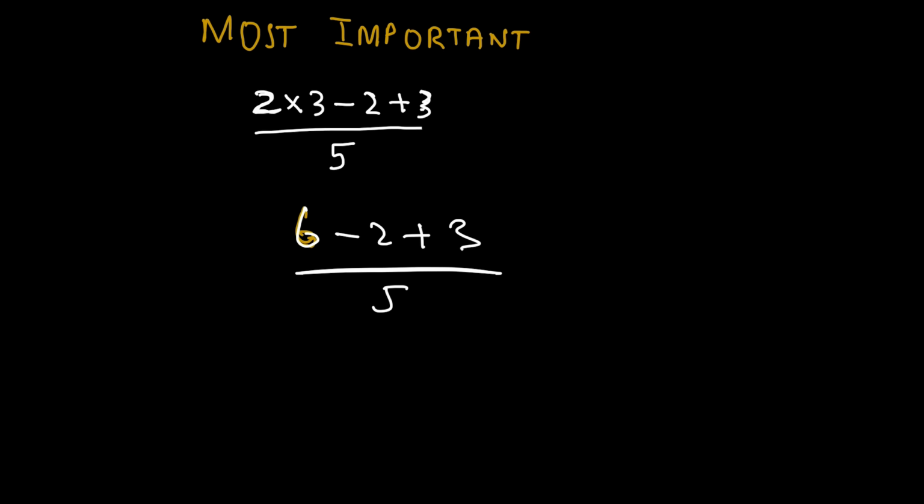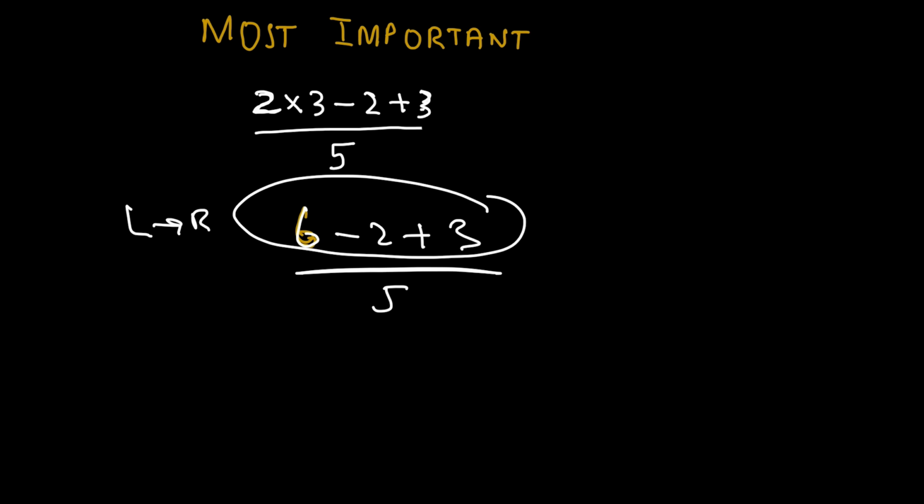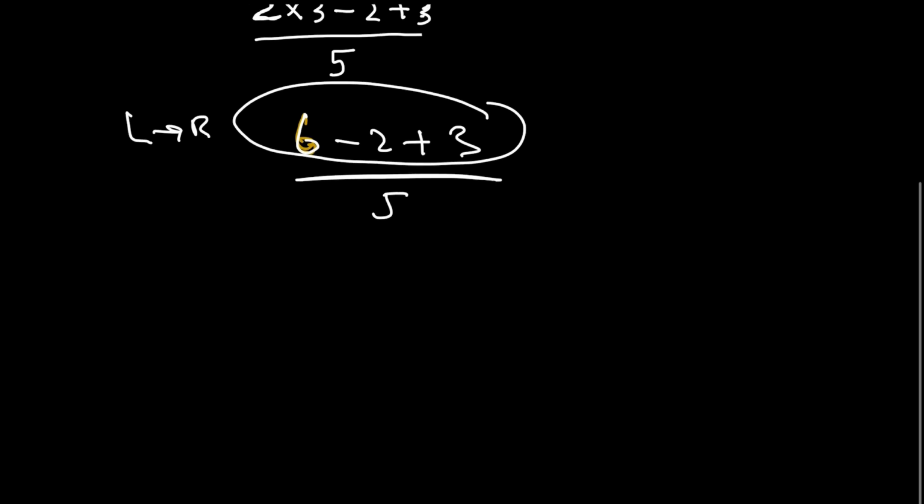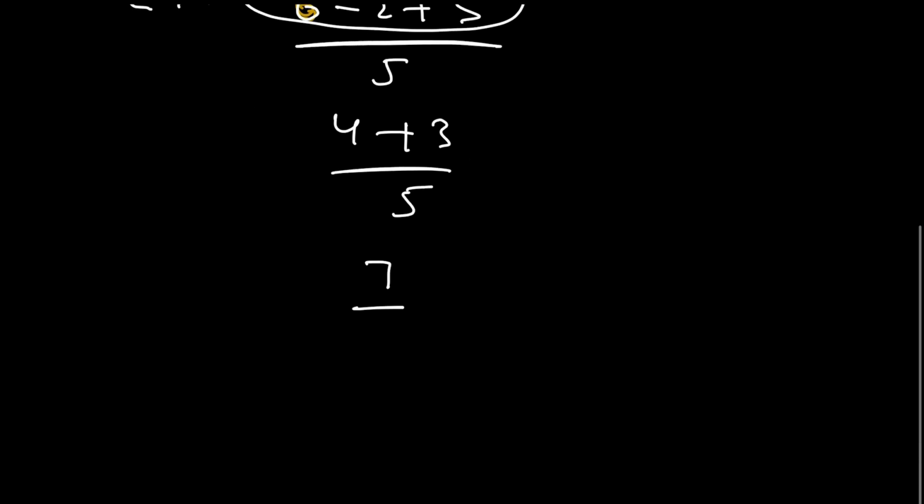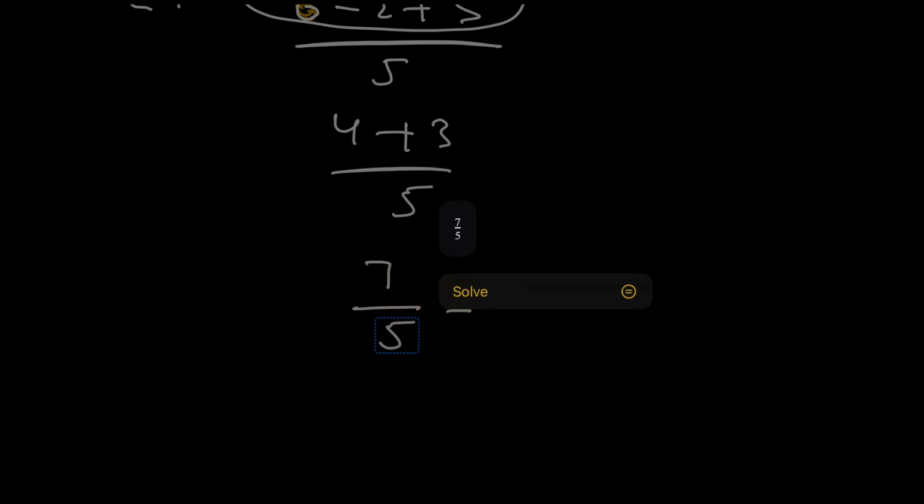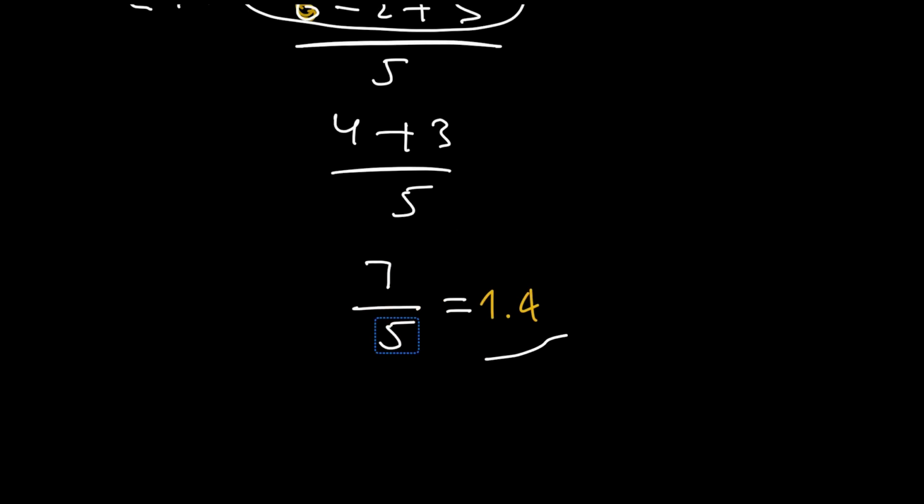Now, 6 minus 2. In this situation, we simplify from left to right, because the question includes only addition and subtraction. 6 minus 2 is 4, plus 3 is 7, divided by 5. When we solve 7 divided by 5, we get the answer 1.4. This is the final answer of this question.